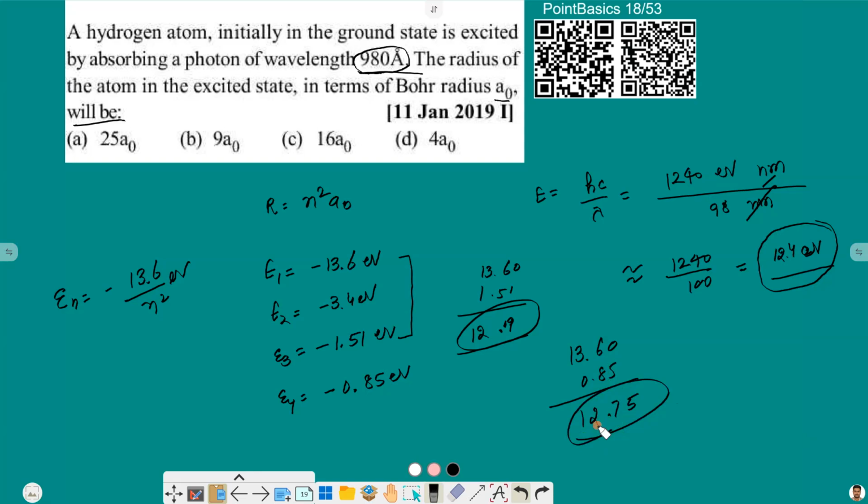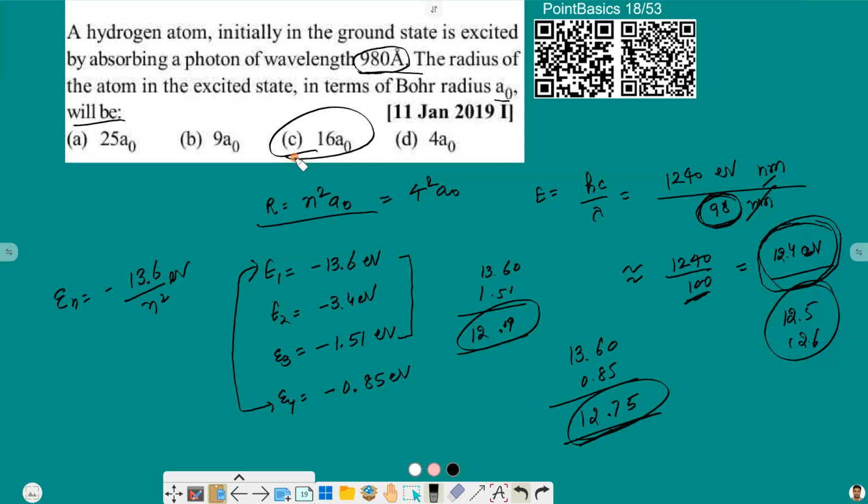Now, how to decide between first and third and first and fourth, because we are using approximation. As we have increased the denominator, the actual value will be slightly higher than our approximation. So the actual value may be 12.5 or 12.6, and the answer nearest to that is 12.75, which means the transition is happening between the first and fourth level. So using this formula, our radius will be 4 square times a naught, that is 16 a naught. So option C is the right answer.